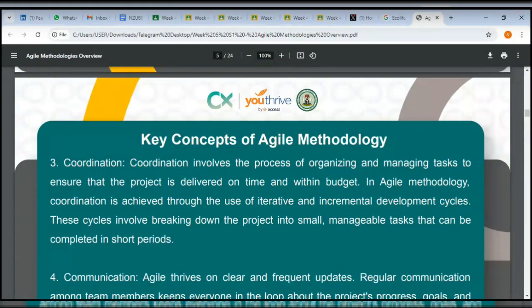These cycles involve breaking down the project into small, manageable tasks that can be completed in short periods. Okay, so remember how I talked about having a sprint, and a sprint is just the amount of time you want to spend on the development of a new product. And part of what you do in that sprint, when you're doing your sprint planning, the big part of what you would do is that you will decide who will do what, right?